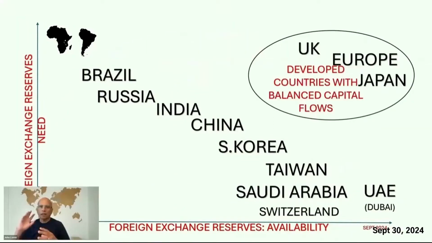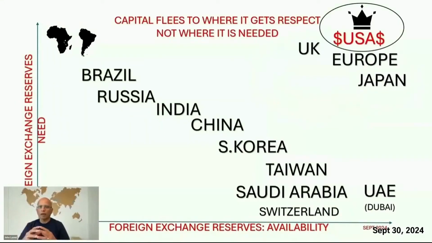And then in the top right-hand corner, you have a cluster of countries like Japan, Europe, Great Britain. These are highly developed economies that have both strong exports and imports, and they have a good amount of foreign exchange available to them. And then in the top right-hand corner of them all sits the king, the United States of America. This is the one country which is a completely unique case in the world.